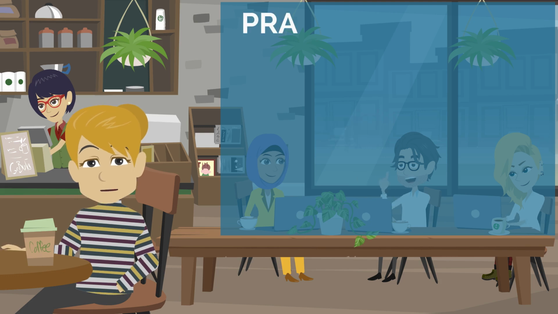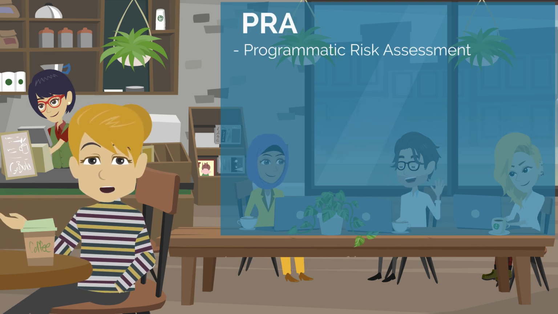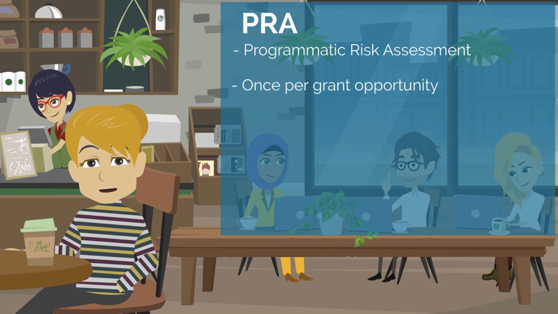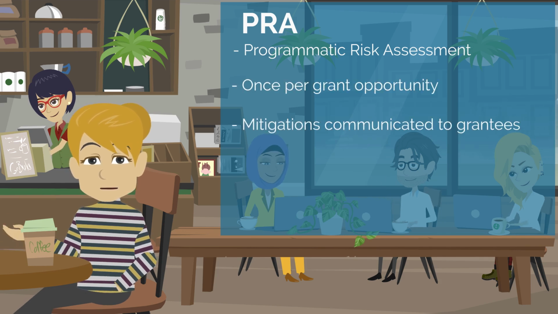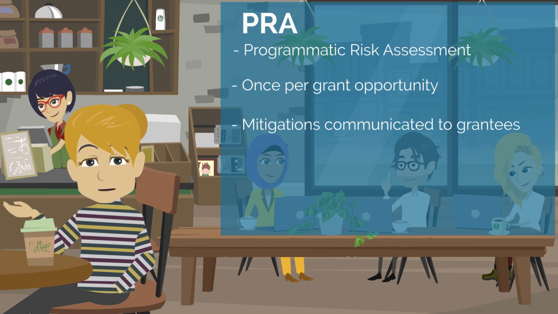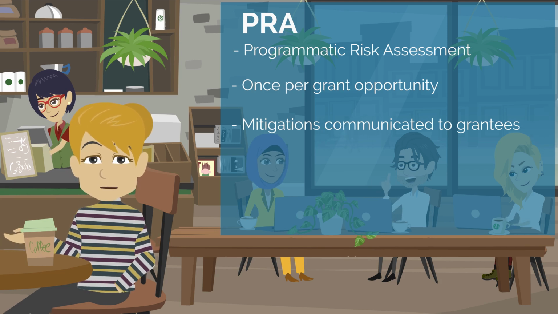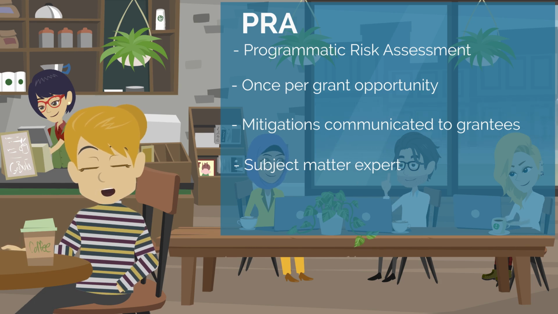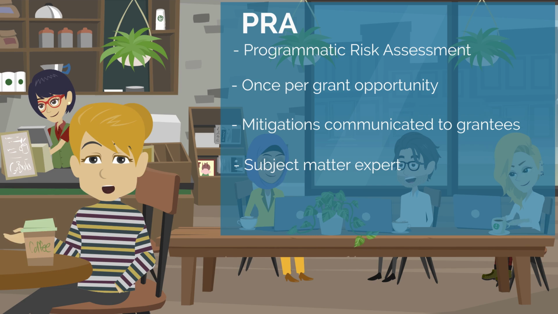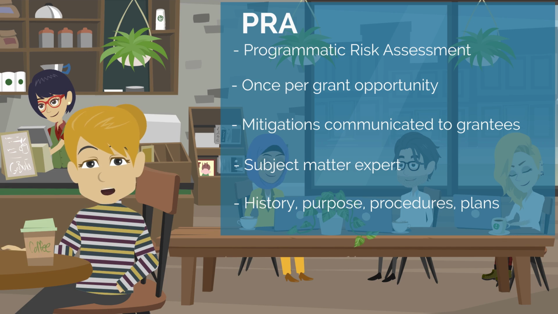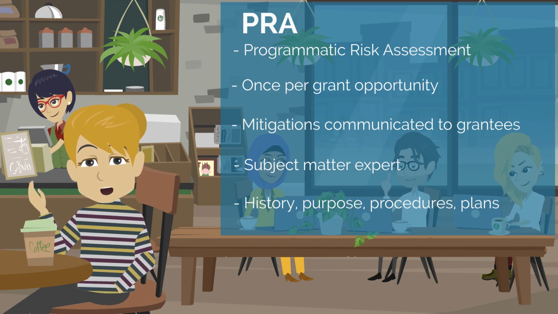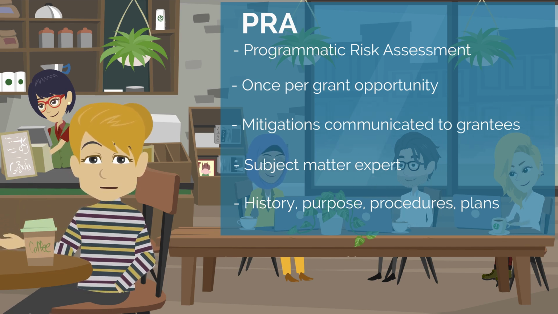The Programmatic Risk Assessment, or PRA, is to be completed once per grant opportunity. Mitigations identified in the PRA will be communicated to successful applicants. Grant managers will confer or work with the grantee's subject matter expert, someone who has clear insight into the organization, the program in question, and who can explain in detail the history, purpose, procedures, and plans surrounding the program. Grant managers use the information gathered to complete the PRA.